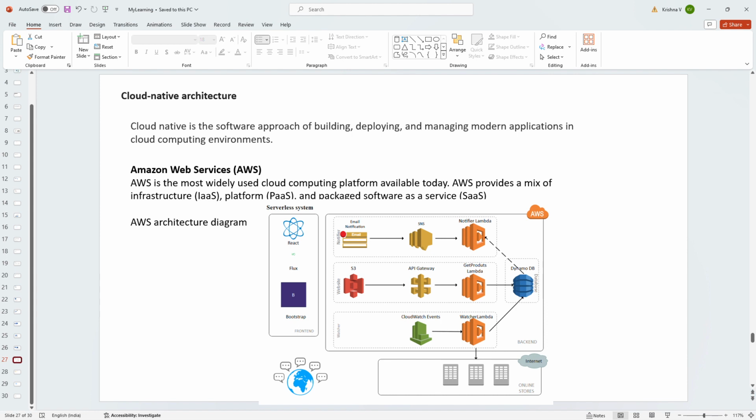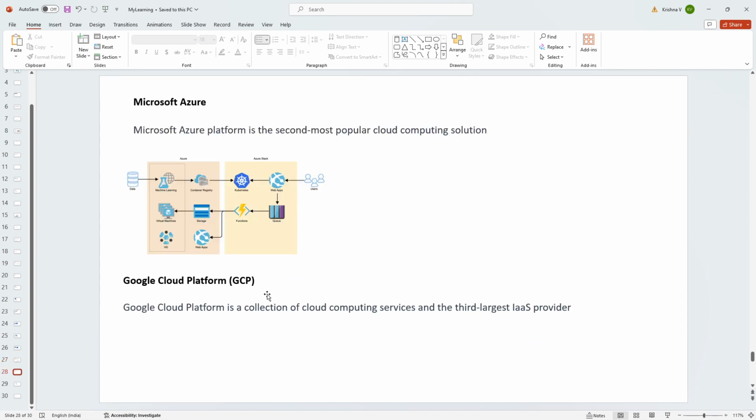Okay, so if you see here in the diagram, we have all the services, and we have a very good architecture diagram. So here we have the UI, the API gateway, the application service, the DB, and all that. So nowadays, AWS is providing everything. We just need to grab the service and use it.